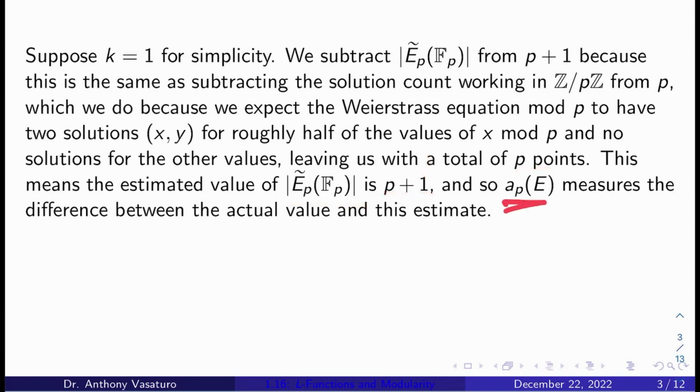So then what's a_P measuring? It's just measuring the difference between the actual value and this estimate, which is P plus 1. So it's like an error term, basically.